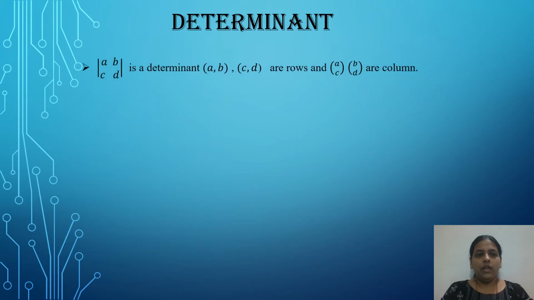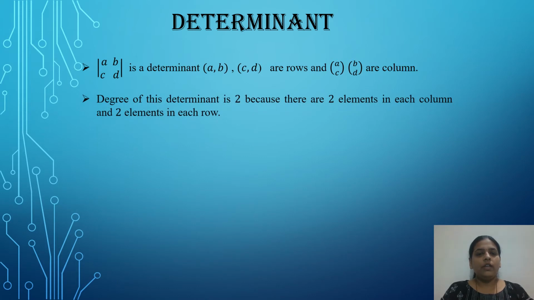Determinant: |a b; c d| is a determinant where a b and c d are the rows and a c and b d are the columns. How do we calculate the degree of the determinant? We want to find out how many rows and how many columns there are. So the degree of this determinant is 2, because there are 2 elements in each column and 2 elements in each row.